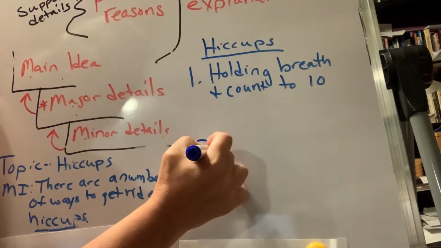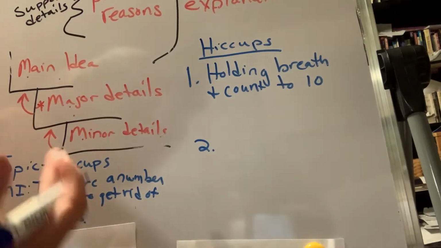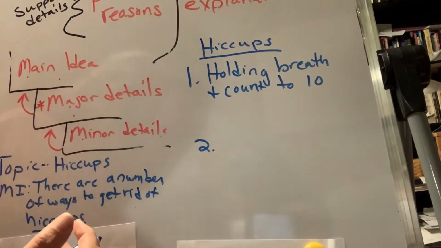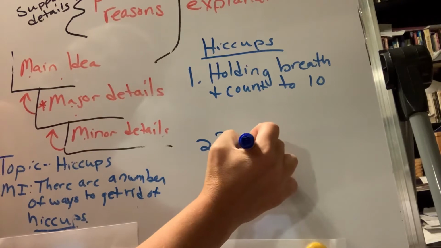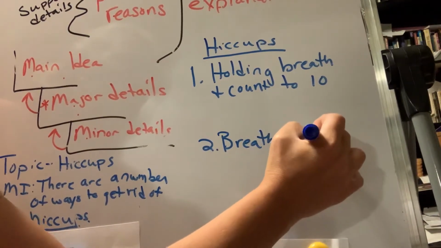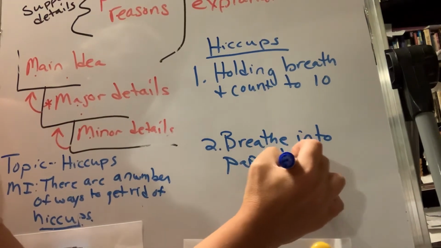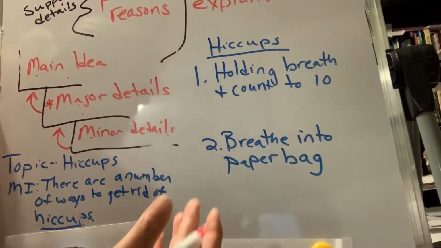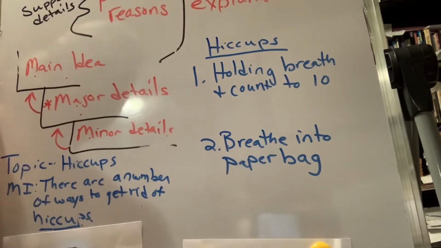I'm going to come down to number 2. What was our second way? There were a number of ways, so what was our second way? Our second way was to breathe into a paper bag. Into paper bag. And notice I'm just taking notes, so I'm not writing complete sentences. I'm just trying to outline here.